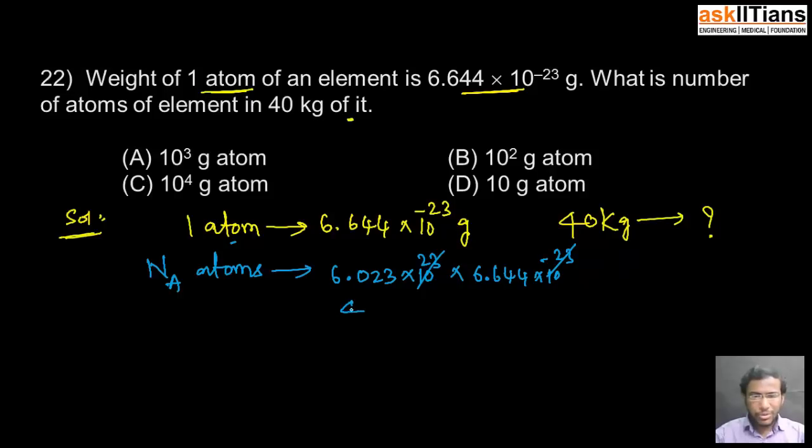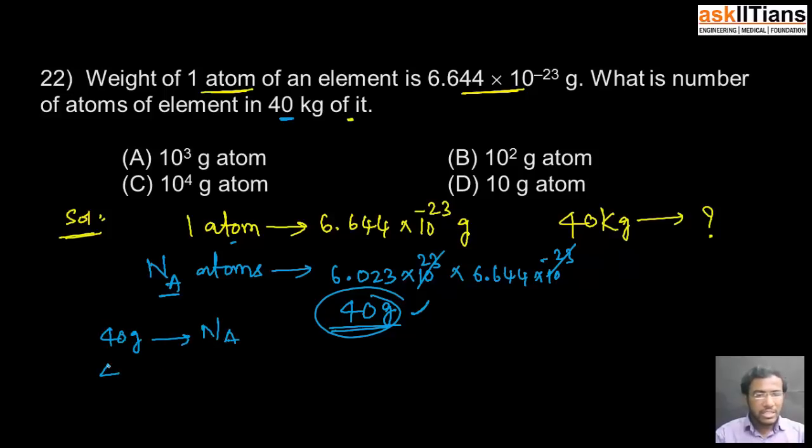This value you will get around 40 grams. So 40 grams is the weight of 1 mole of atoms. That is 1 mole of atoms, right? So 1 mole of atoms weighs 40 grams. So we want to calculate how many atoms will be there in 40 kg. In 40 grams, Avogadro number of atoms is there.